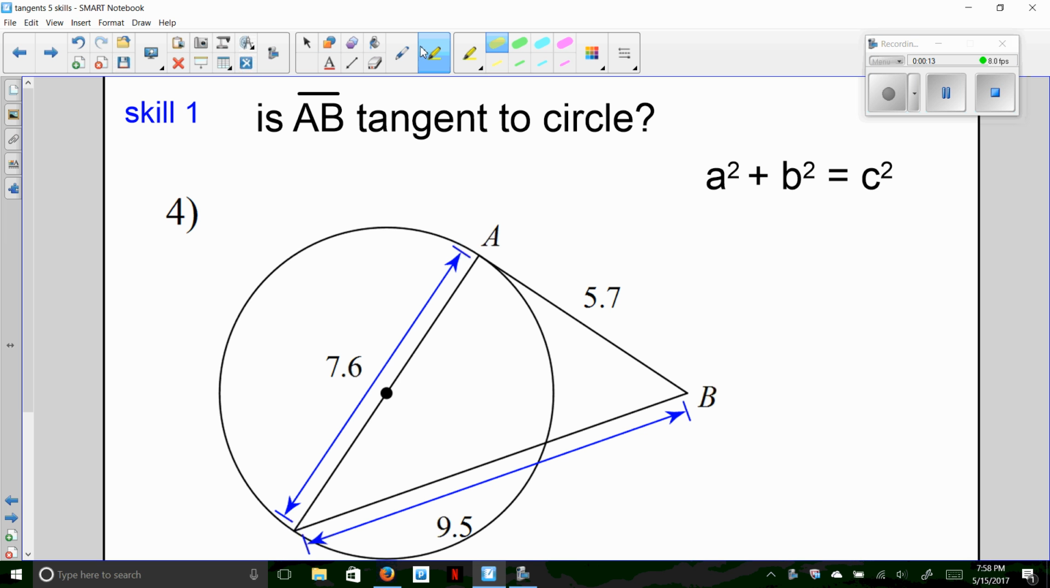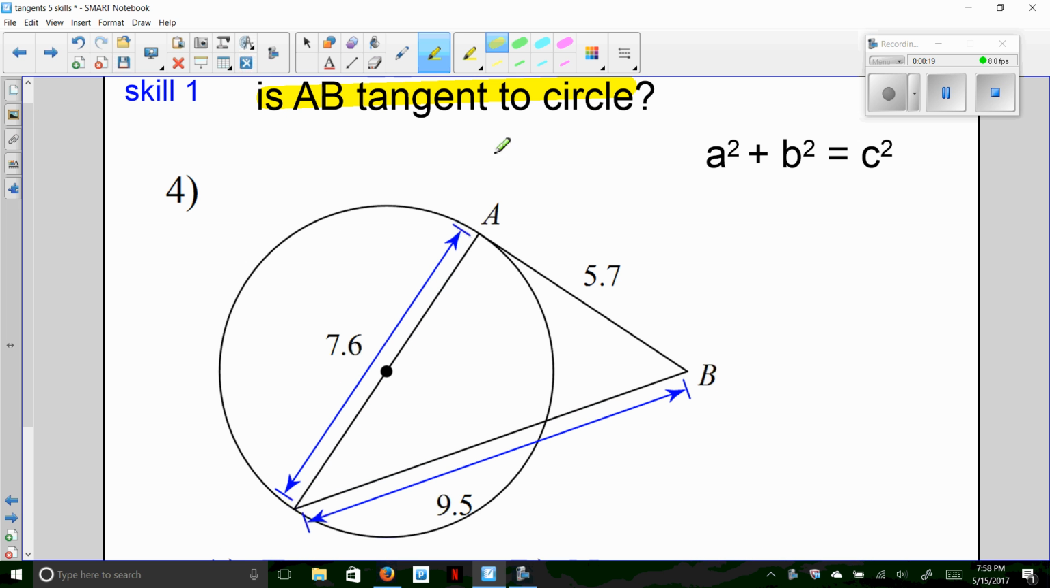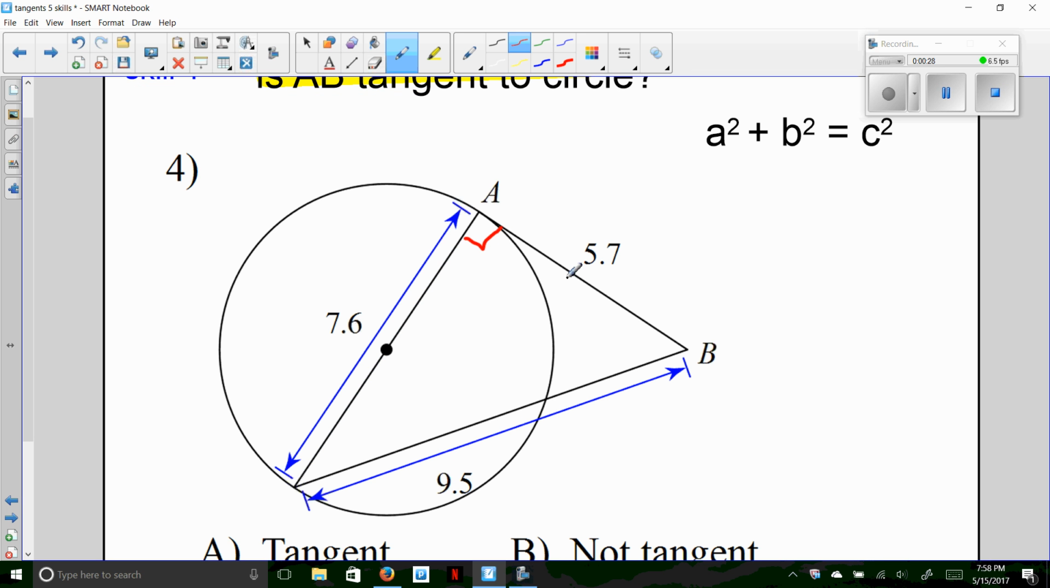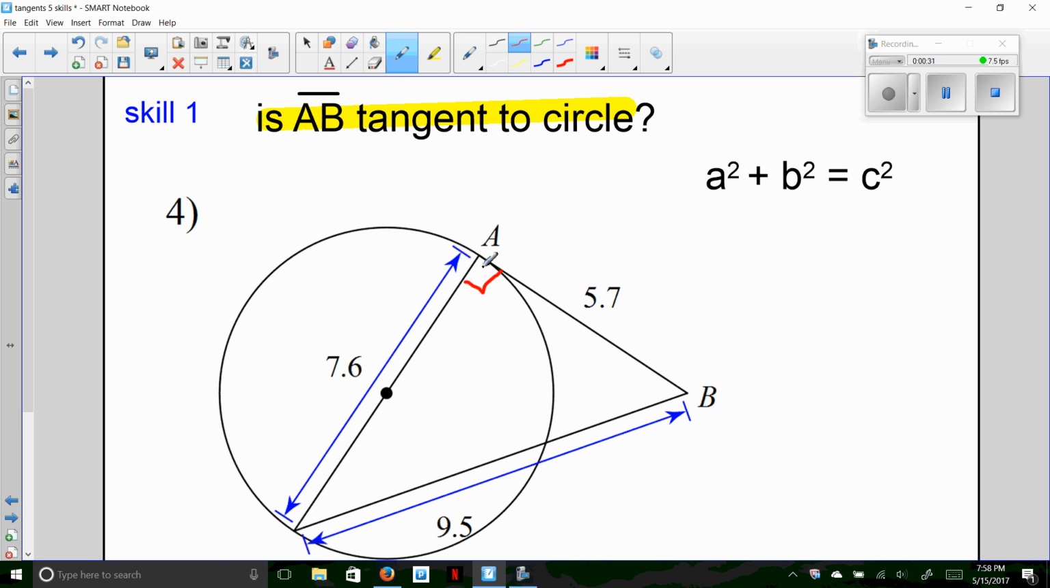The first skill is the question, is this segment AB tangent to the circle? If it's tangent, that means it creates a right angle. So you are going to plug in these 3 numbers they give you on this triangle, and we're going to use Pythagorean theorem as our tool. If I square A and B and add them together, they should equal 9.5 squared. Remember, the hypotenuse is always across from the right angle.